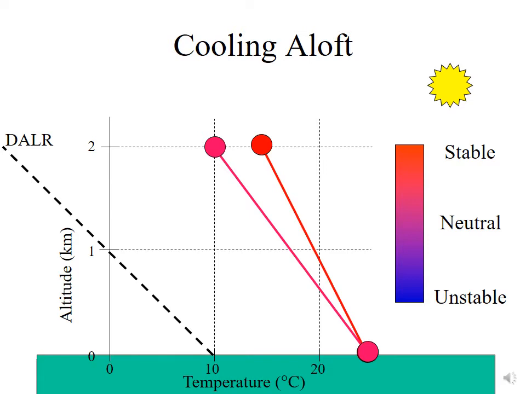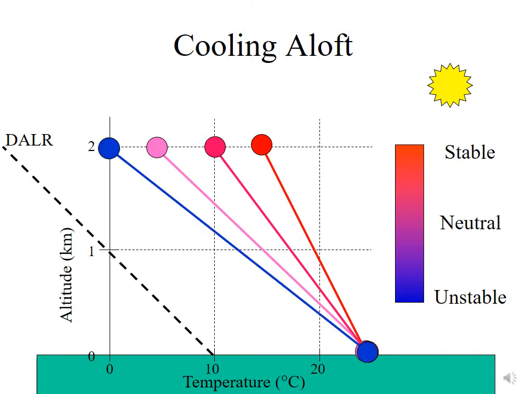It's become less stable than it was before. As we continue to cool, we now have an environmental lapse rate that is equivalent to the dry adiabatic lapse rate. So that would be a neutral atmosphere. And if we continue cooling aloft, we will make the atmosphere unstable by having a very large atmospheric lapse rate, to where you now have a lower density fluid underneath a higher density fluid, and you'll have spontaneous convection or overturning of the atmosphere because it's absolutely unstable.